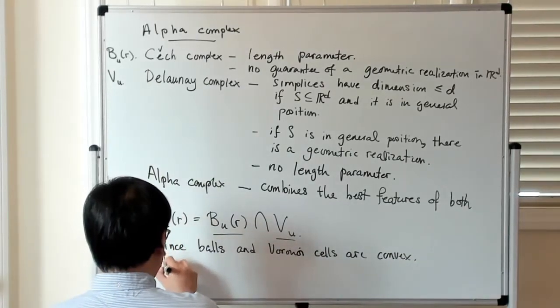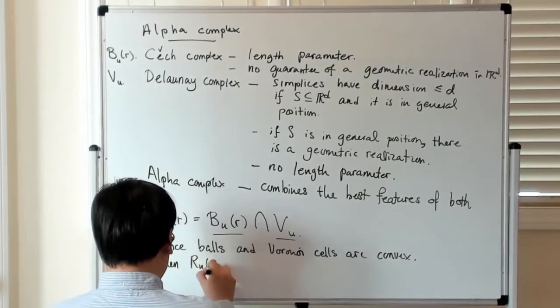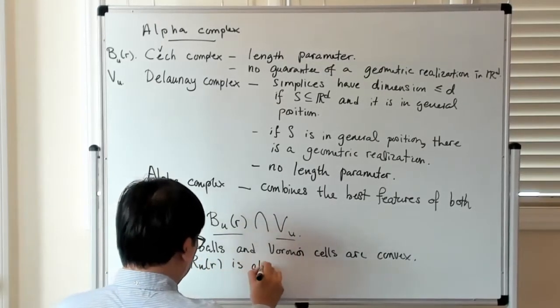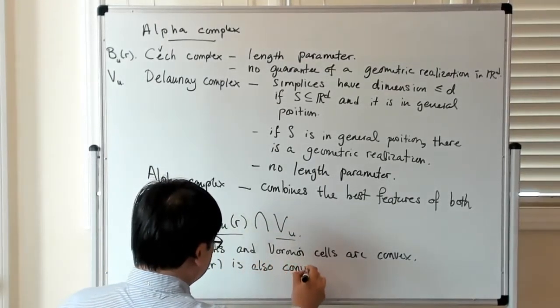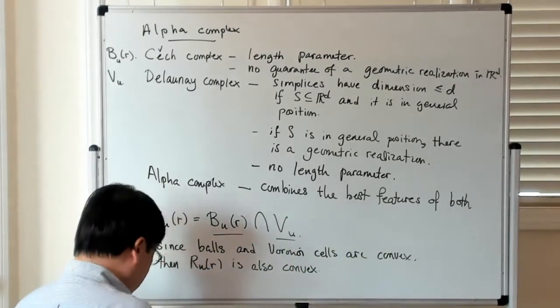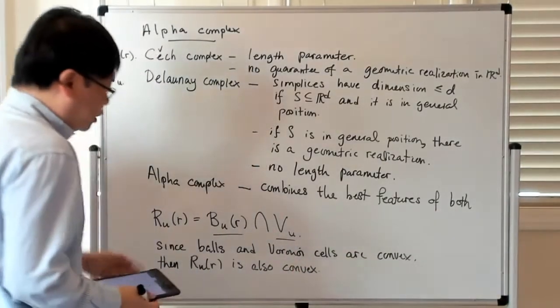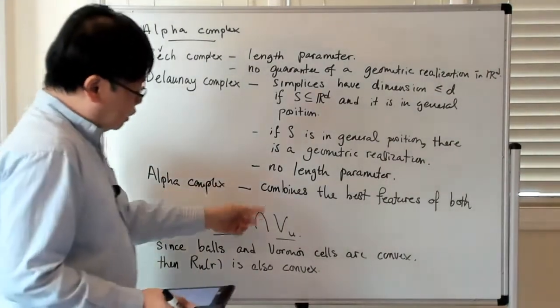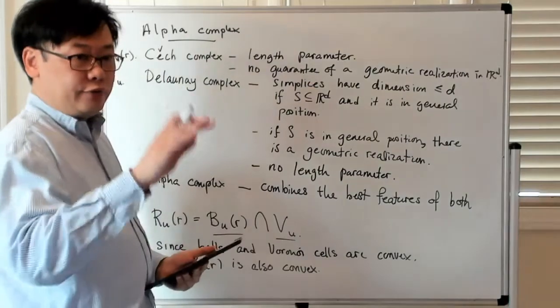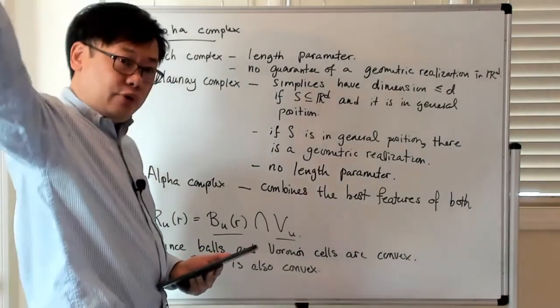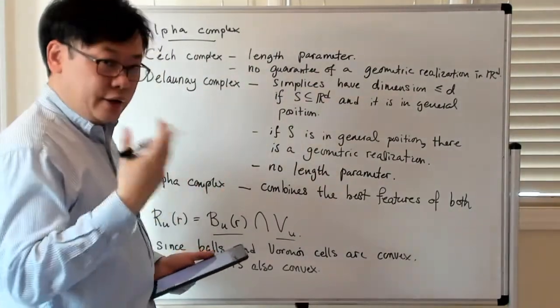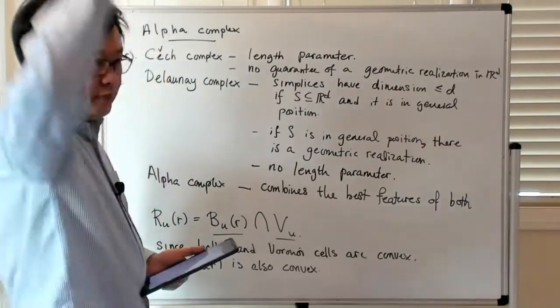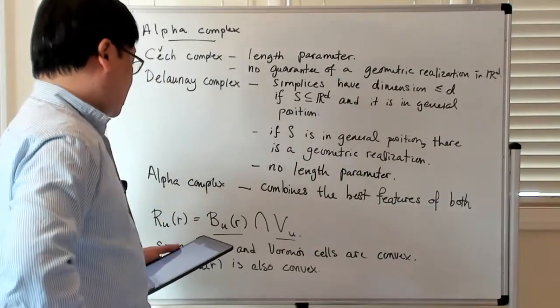Right, then RU is also convex. And actually this whole point about closedness is important. Because if you recall, when you have the Voronoi cells, you could have parts of the Voronoi cell which go out to infinity, and so they're not closed. Part of the boundary could be at infinity in some sense.